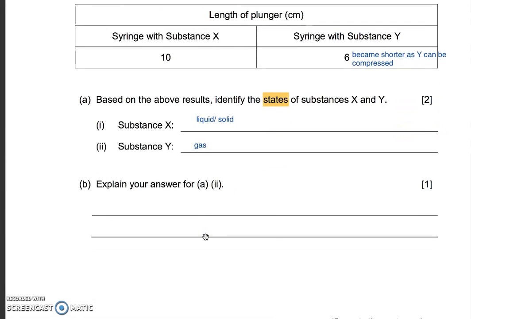So the explanation for why Y is a gas is because the syringe could be compressed, and gas can be compressed. So we are drawing the link: because the syringe became shorter, it means that it can be compressed, and gas can be compressed. So because of that, we can conclude that Y is gas.